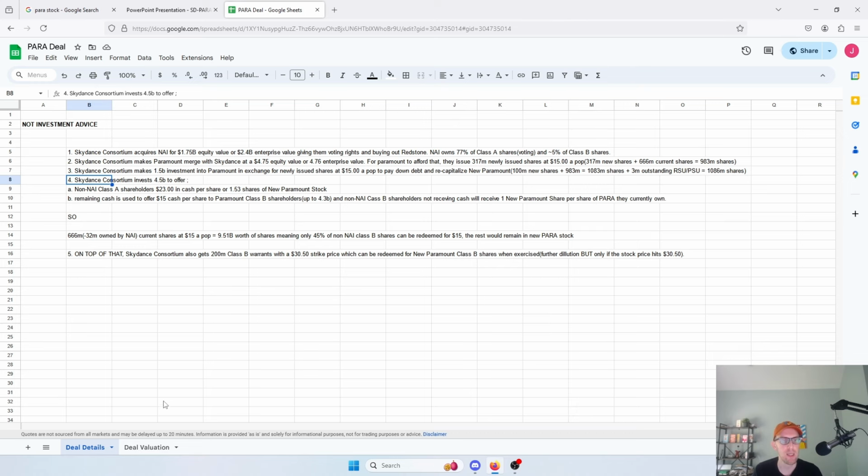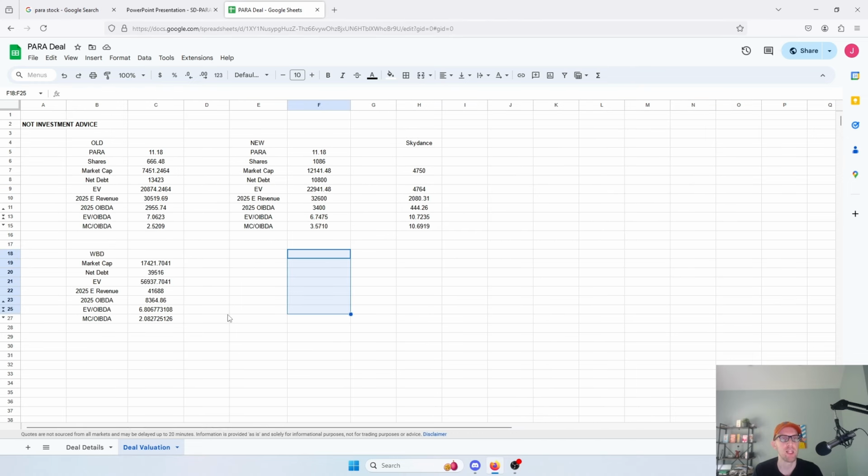So what does it mean? How does this look from a valuation perspective? Is it worth buying? Again, not investment advice, but as I look at Paramount today, you're kind of looking at OIBDA of about $3 billion or so, based on the cost reduction they have baked into 2024 of about $500 million. About a 7x multiple on an enterprise value basis, about a 2.5x multiple on a market cap basis.